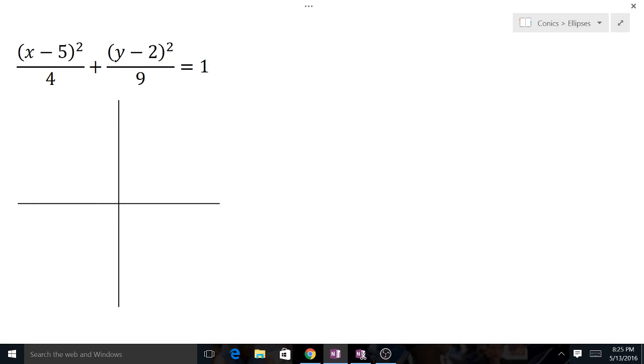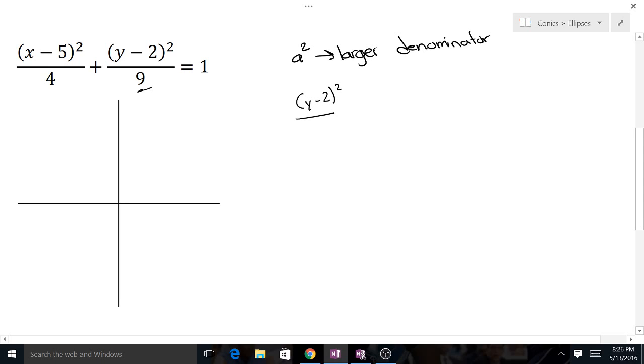Okay, so immediately when I look at this equation, I notice that the a squared term is determined by whichever denominator is larger. A squared is the larger denominator. That's really important when you work with ellipses. I emphasized that last time in my first video, but let's still do that here. A squared is the larger one, so we could rewrite this, and I would recommend putting it in the right order. We would have (y minus 2) squared over 9 plus (x minus 5) squared over 4 equals 1.